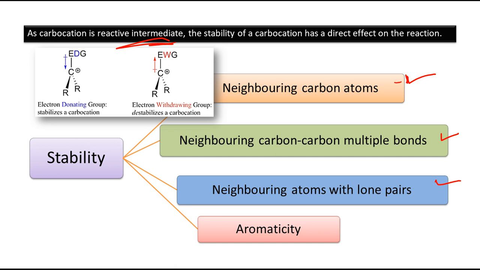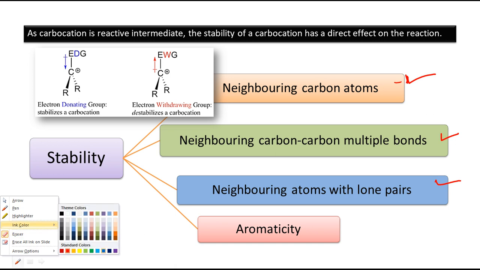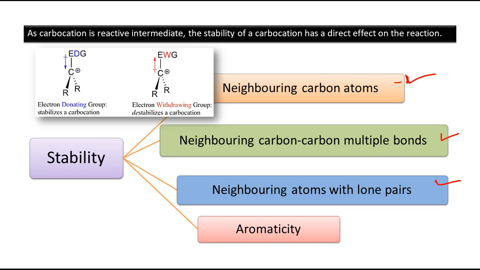Now as carbocation is an electron deficient species, obviously it is common sense that if there is some group just beside it which can donate electron density, this type of donation may be in different forms. It may be through inductive effect, hyperconjugation effect, it may be through resonance, or if there is some lone pair present. So any electron donating effect will obviously stabilize the carbocation.